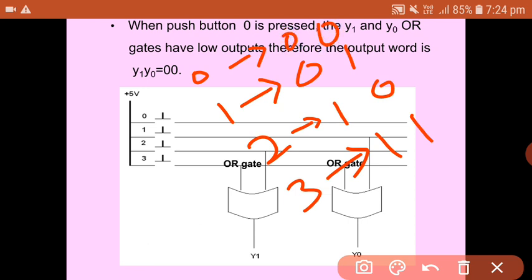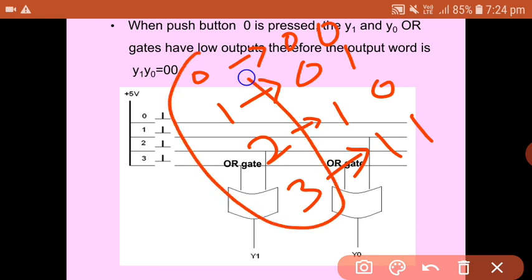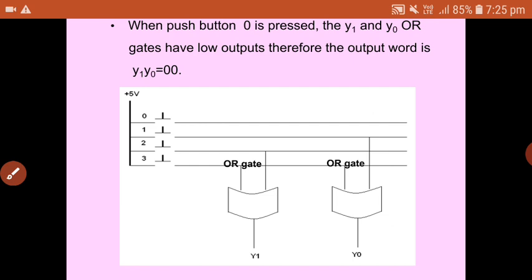This is how you are converting a form of data into its equivalent binary. 0 is nothing but 0 0, 1's equivalent binary is 0 1, 2's equivalent binary will be 1 0, and 3's equivalent binary will be 1 1. So this is how you are converting other forms of data into their equivalent binary code.